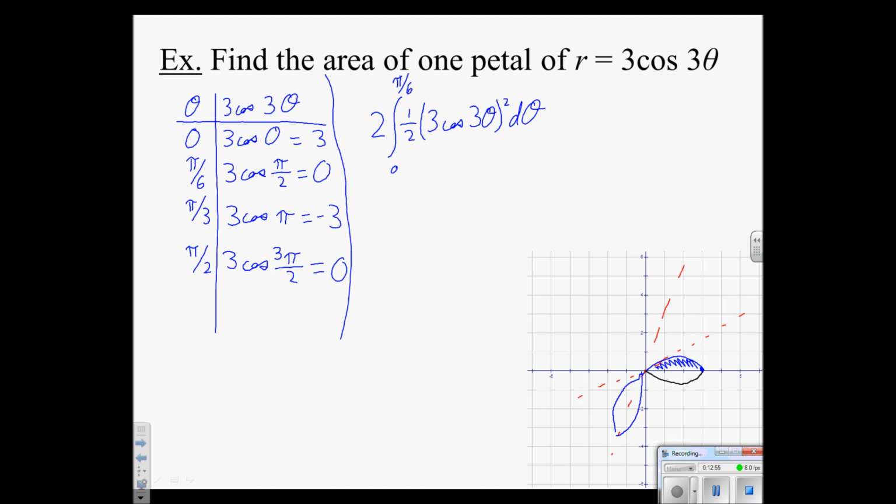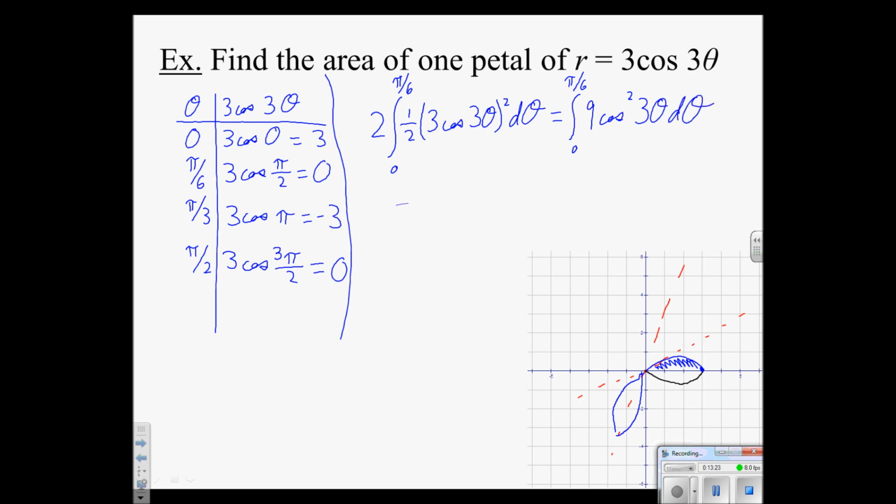You heard me say this a lot back in chapter 8, but the hard part of these problems is setting up the integral. Now we need to evaluate it. And we do need to talk about that. Obviously the 2 and the 1/2 cancel, so that's kind of nice. And this turns into the integral from 0 to pi over 6 of 9 cosine squared of 3 theta.